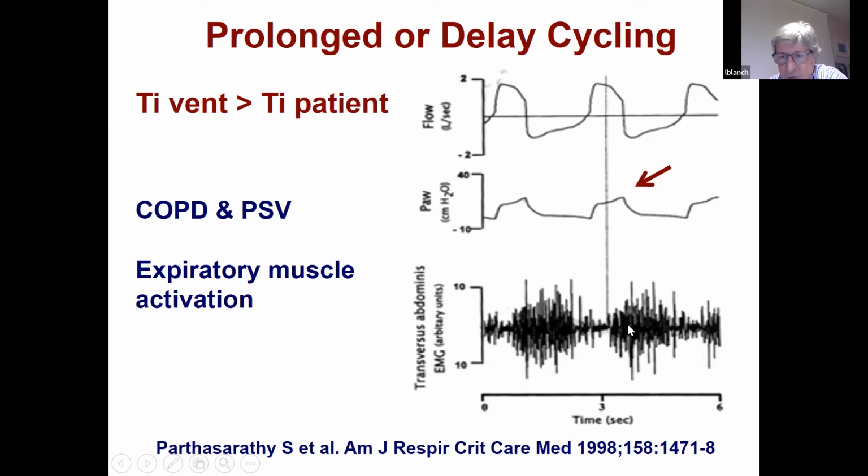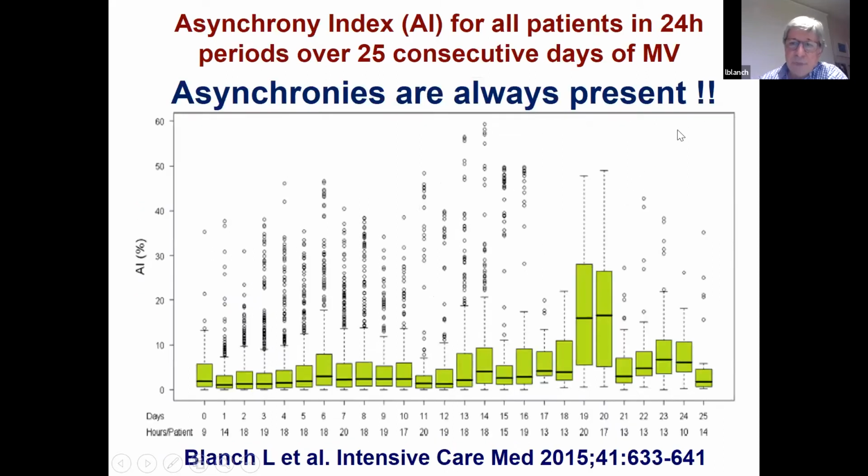The patient wants to expire, but cannot because the expiratory valve is still closed, because the ventilator is still in inspiration. So this can cause real discomfort. We need to look specifically at these profiles, first at the patient and then at this spike in pressure support, to recognize this asynchrony.